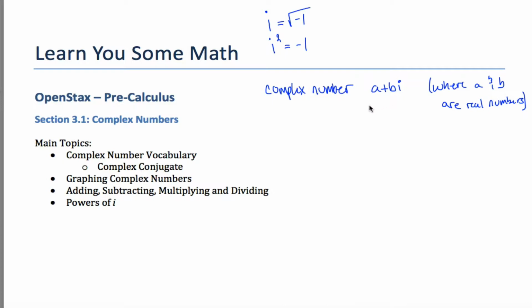So 5 is a complex number, as is 2 + 3i, as is the square root of 7 + (2/3)i. Those are all complex numbers. A complex number is just a number that can be written in this form. And it'll turn out that if we enlarge what we think of as a number to include complex numbers, we'll be able to do a whole lot of stuff.